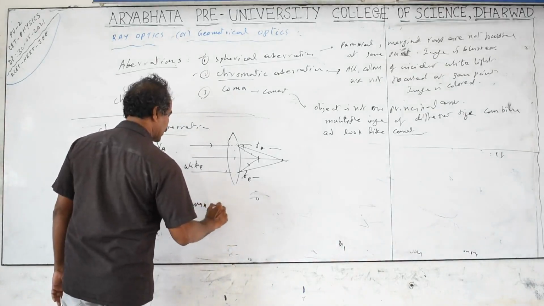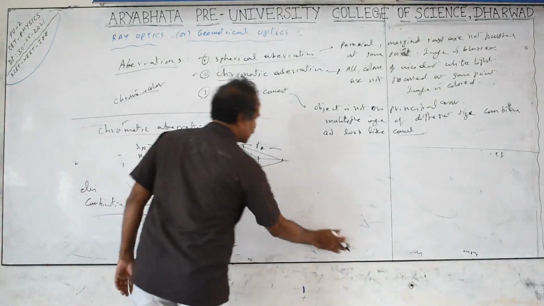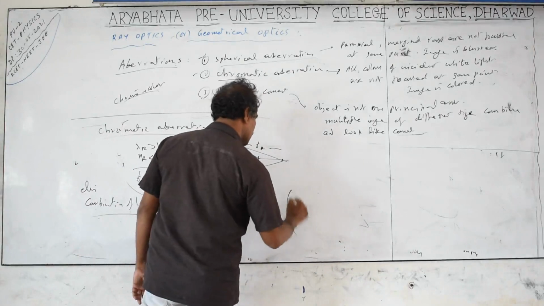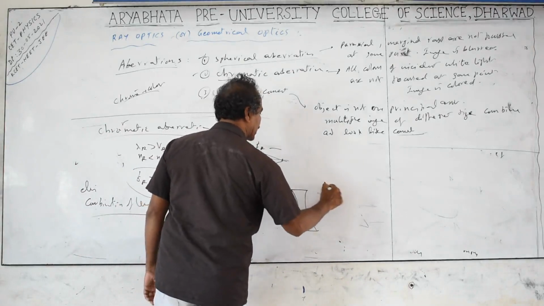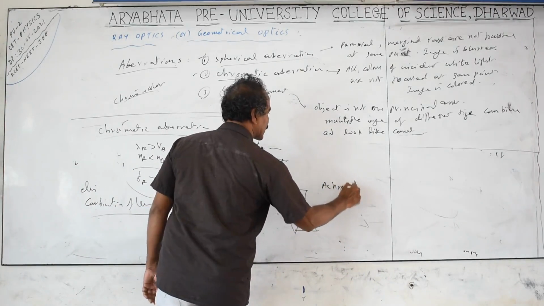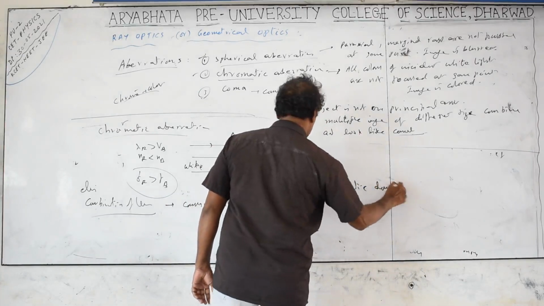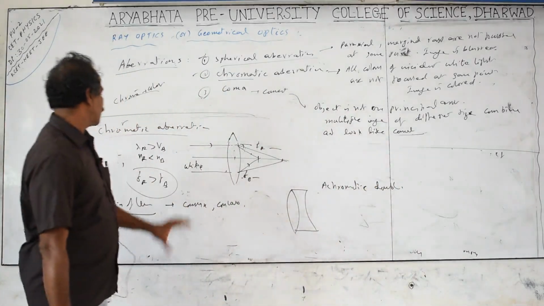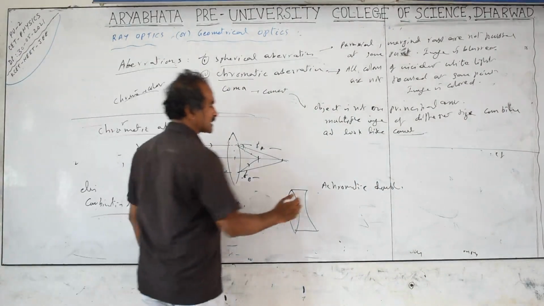Convex and concave lenses made of crown glass and flint glass, which have different refractive indices. One is convex, another one is concave. This is called an achromatic doublet. It is free of chromatic aberration. Achromatic, chromatic's opposite, is achromatic.